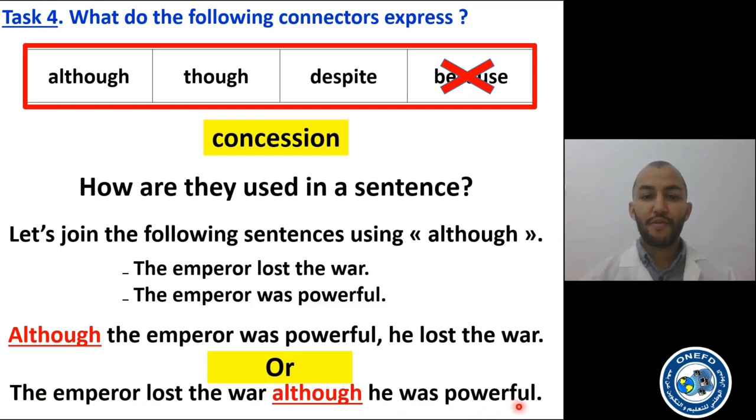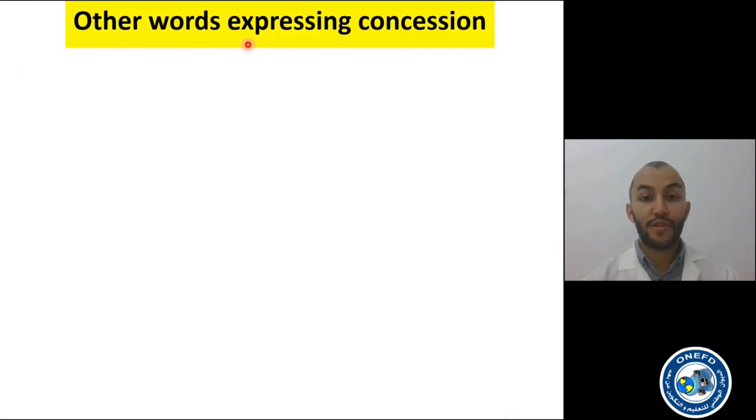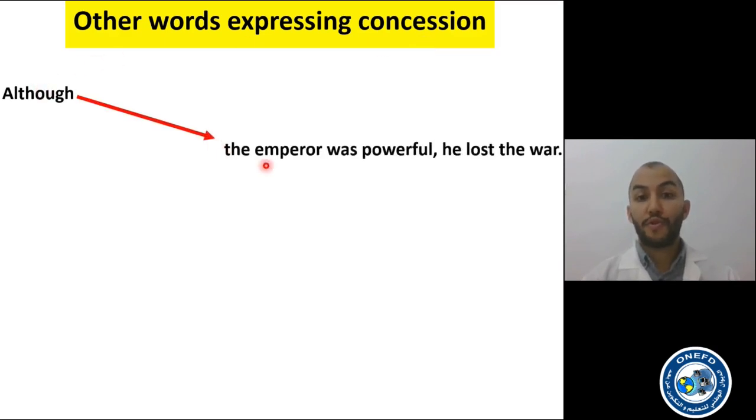Is it okay? So you could see here that we have 2 actions that are a bit opposite in meaning. Okay, a bit of a contradiction. Yeah? All right. So let's continue. Now we are going to see other words expressing concession, other connectors. Let's take the prior example that we have seen in the last slide. So yeah, although the emperor was powerful, he lost the war.